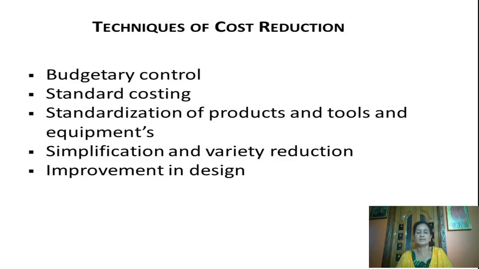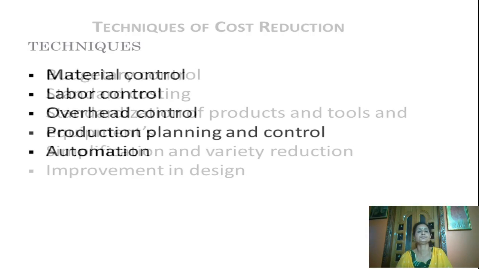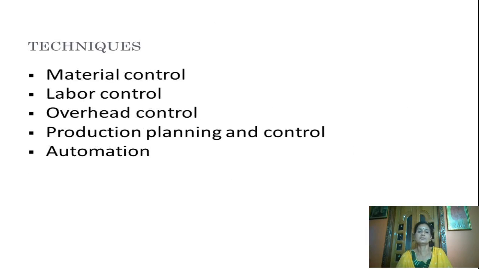So each and every aspect of what is required for the product is taken into consideration. The product will be of the standard products, and what are the tools and equipments used for that. Then simplification and variety reduction. You have to simplify the product, and variety should be there. Then also improvement in design. All this will be taken into consideration as the techniques of cost reduction. Material control, labor control, overhead control, production planning and control, automation, how the materials can be controlled.